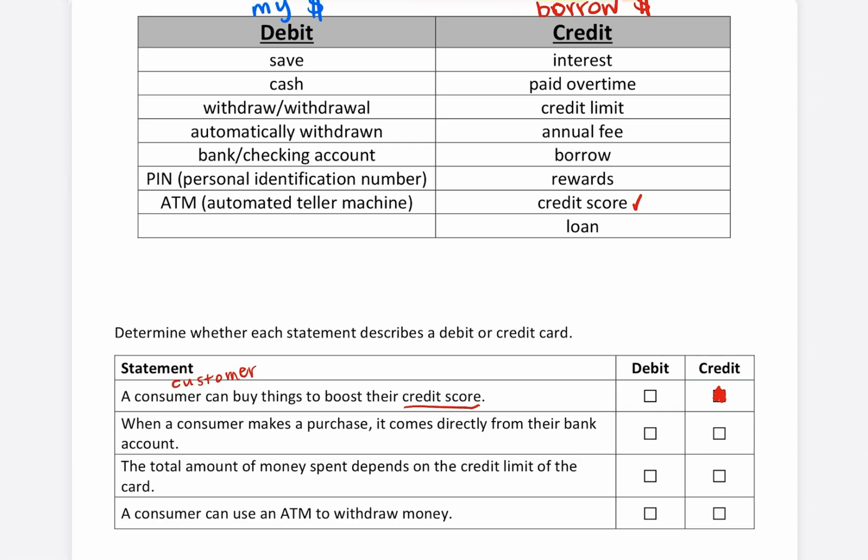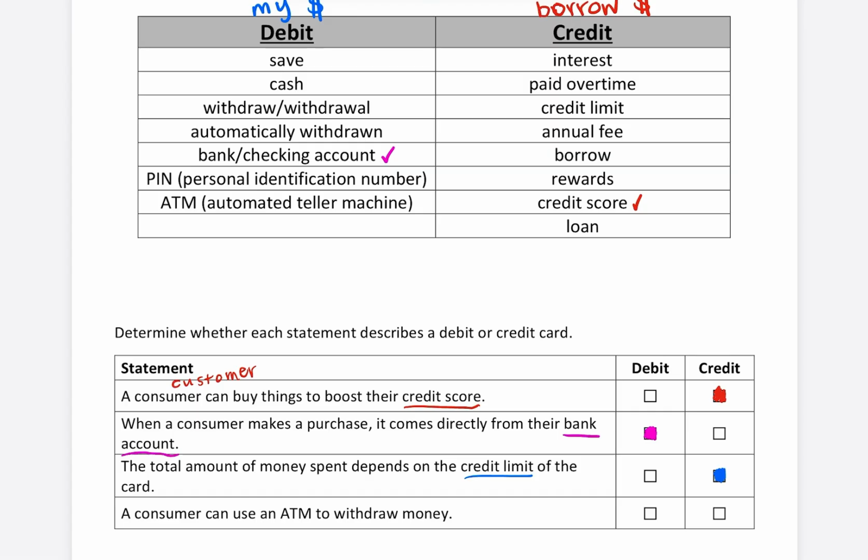All right, next, a consumer, which again is just a customer, makes a purchase that comes directly from their bank account. So if it comes from their bank account, that is on my debit side, that is my money. Okay? And then the third one, the total amount of money spent depends on the credit limit. Again, if it says credit, it's definitely going to be credit. Now, a credit limit is actually how much you can borrow, because they're not going to let you borrow $1 million. Okay, so a credit limit tells you how much you can borrow.